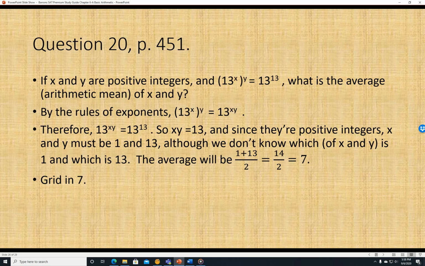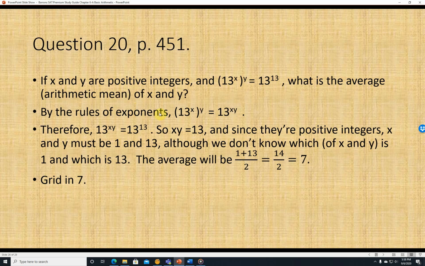Question 20, page 451. If x and y are positive integers and 13 to the x to the y equals 13 to the 13, what is the average, or arithmetic mean? They mean the same thing. No pun intended, but there it is. Anyway, of x and y.